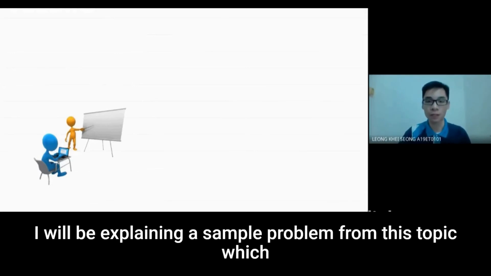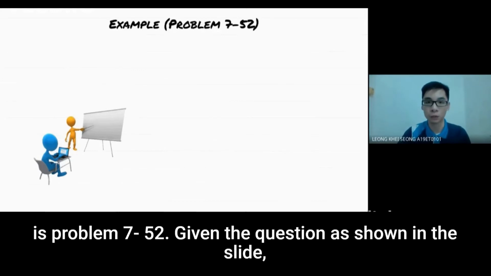Now I will be explaining a sample problem from this topic, which is problem 7-52.